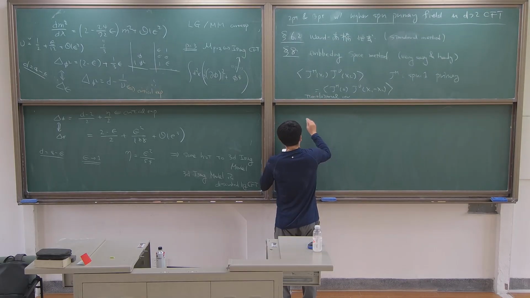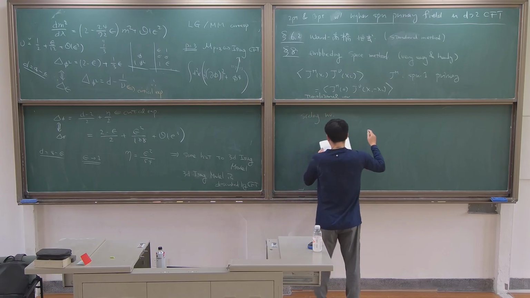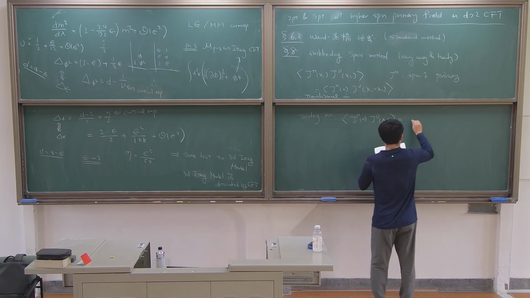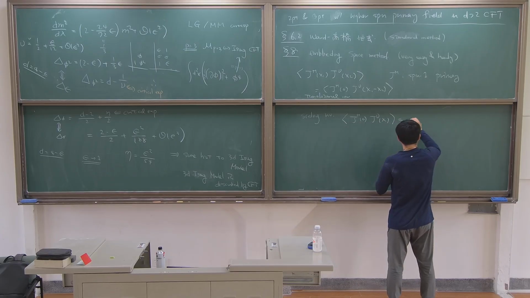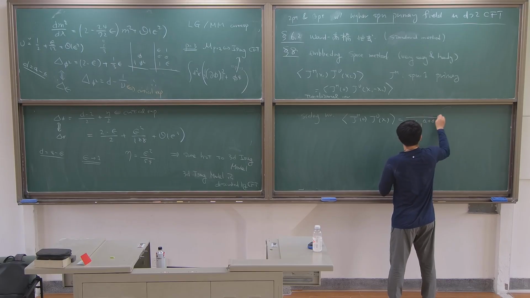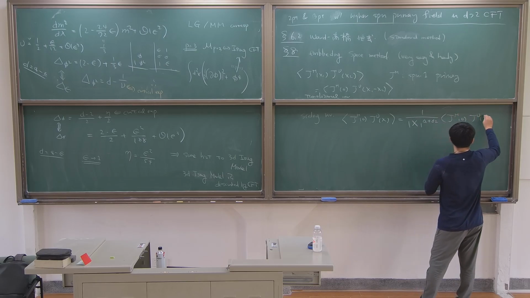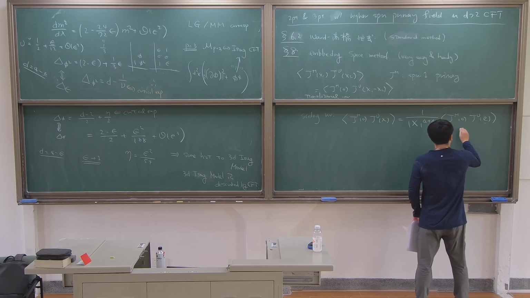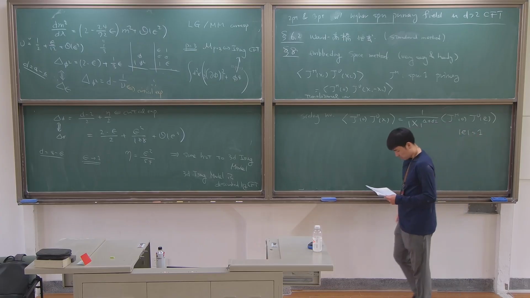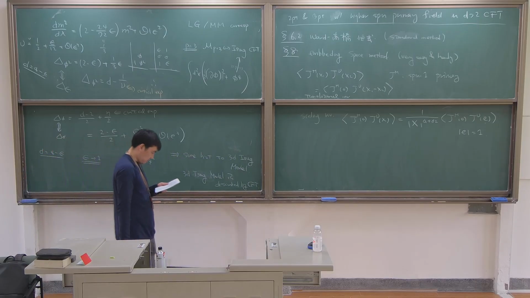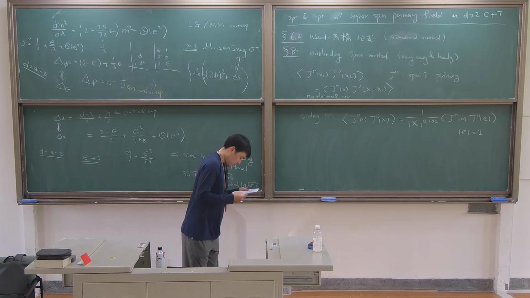And another thing, scaling invariance. Scaling invariance will tell you that this J mu of 0 and J mu of x is given by x to the power of delta 1 plus delta 2, divided by J mu of 0 and J mu of e, where e is the unit vector. Any place is okay.